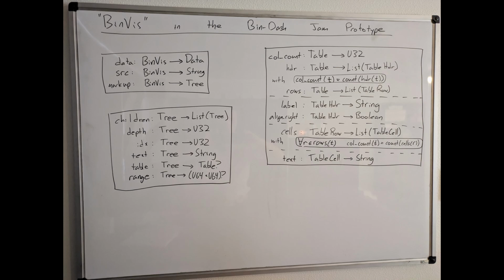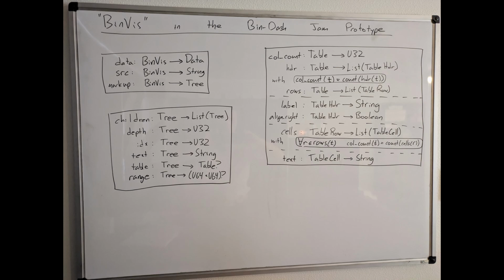The trees each have a string attached to them. It's like the text on that node, which can be used for labeling it in a UI. They can optionally have a table attached, which is a separate data structure that's defined over on the right. Basically, you think of a set of columns with labels and rows for each record in the table. And then it can also have a range attached to it, which is a range within the raw data that this particular node in the tree represents.